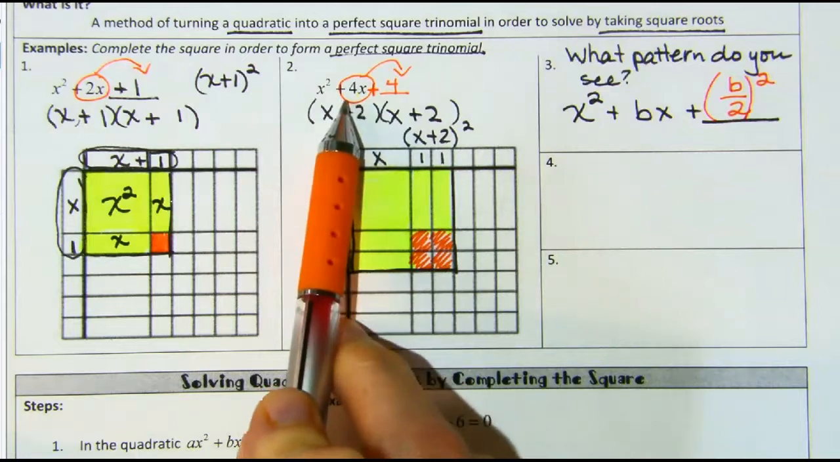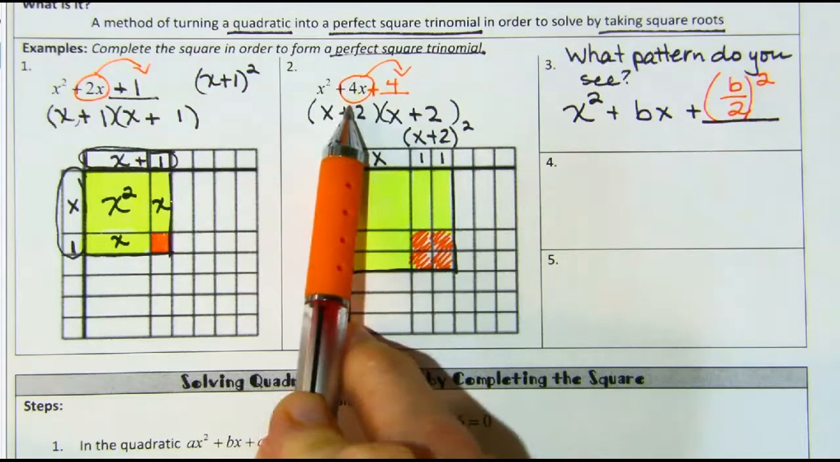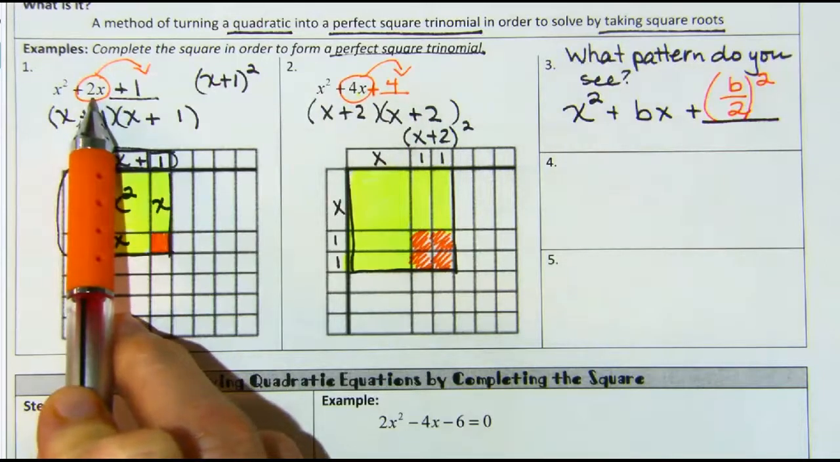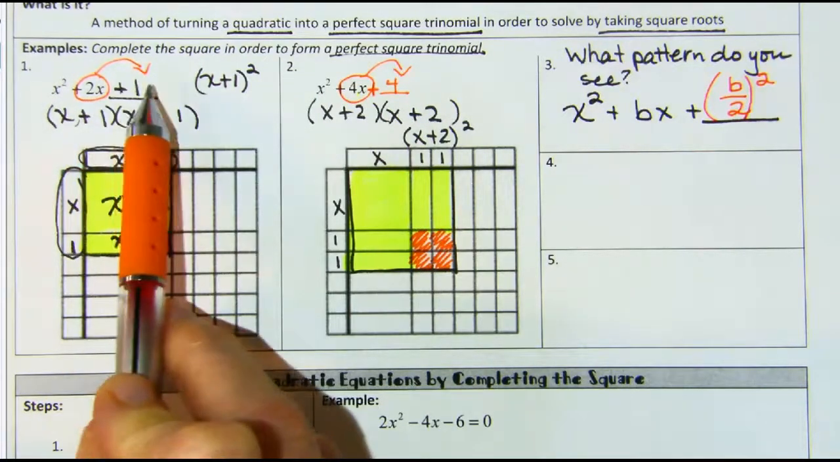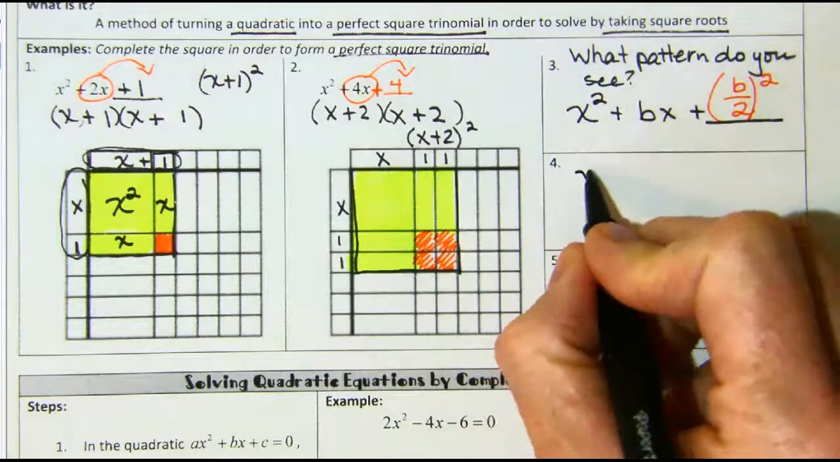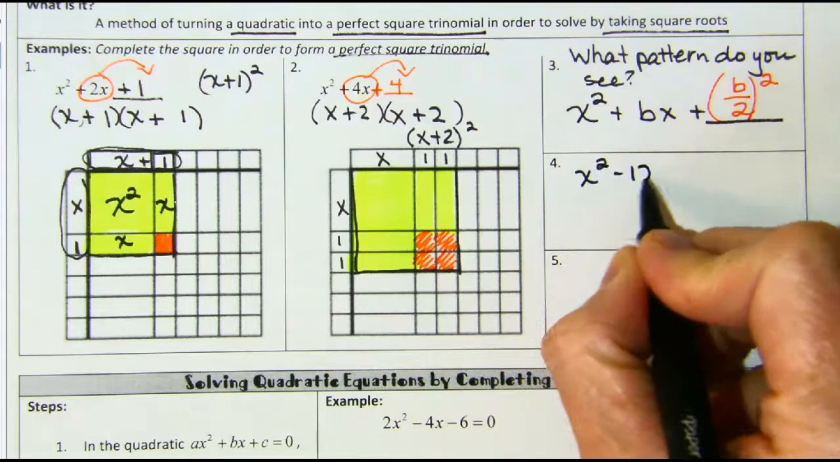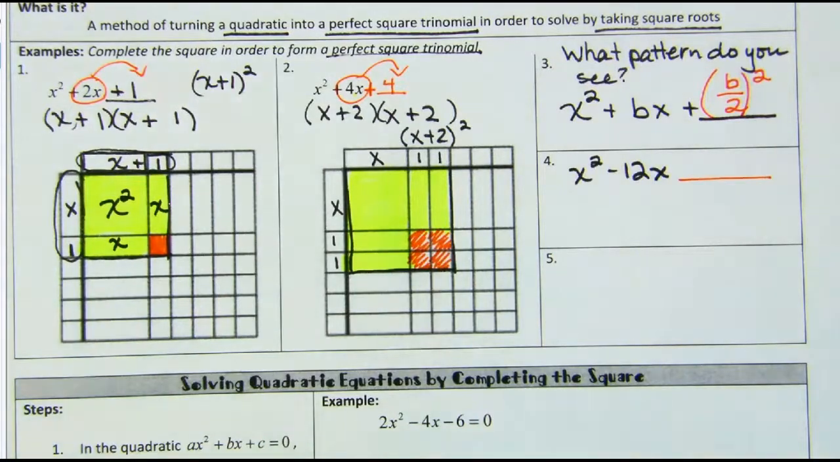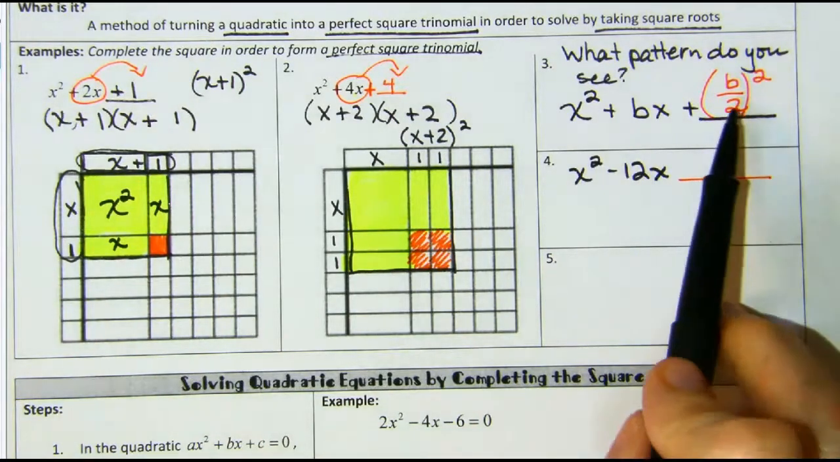What is half of 4? 2. What is 2 squared? 4. What is half of 2? 1. What is 1 squared? 1. So now we need to do this without drawing a picture. So if I do this one right here, x squared minus 12x add what? You must do this pattern.